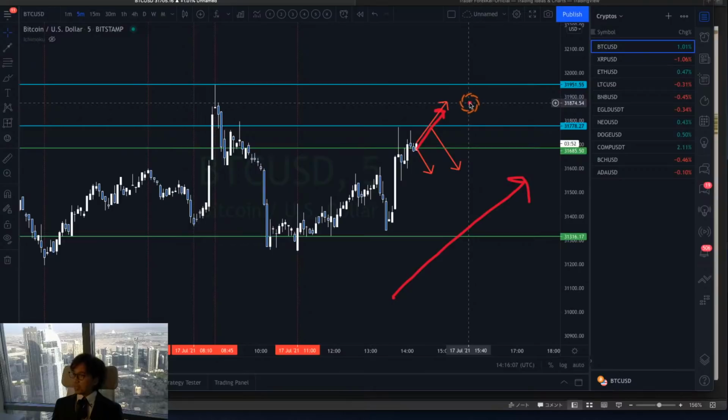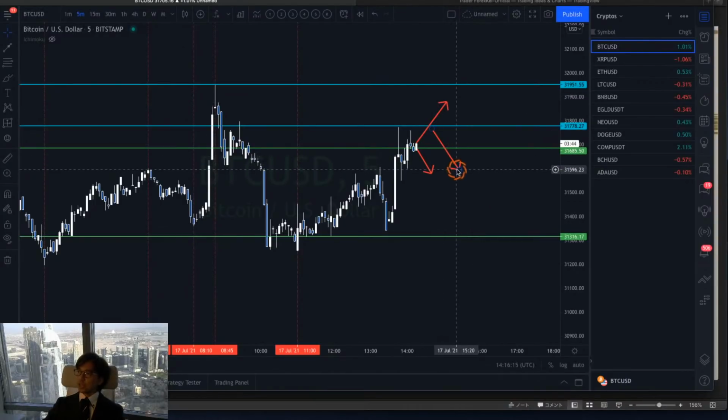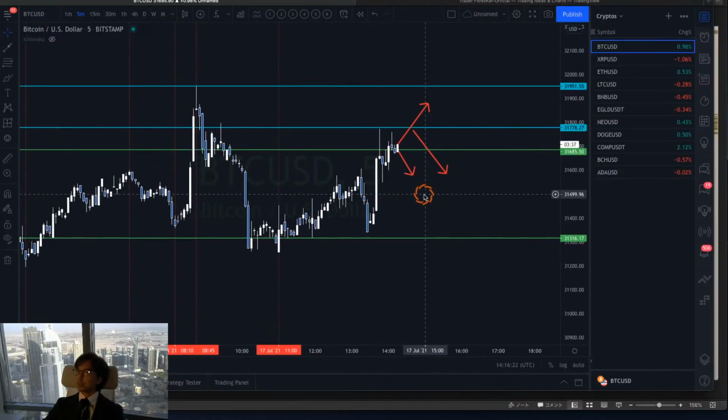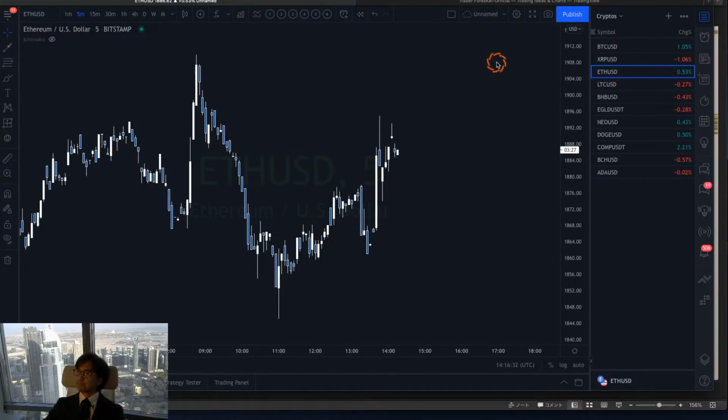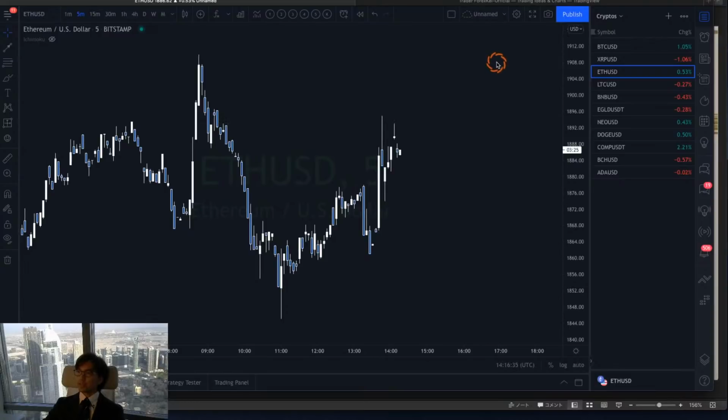So, yeah, this is basically how you trade price action. That's one of the examples for the Bitcoin. And in the meantime, let me pick some other markets, cryptocurrencies, and see what happens. So let me pick the Ethereum, and this is in the 5-minute chart.